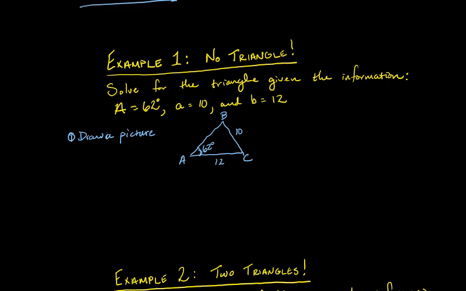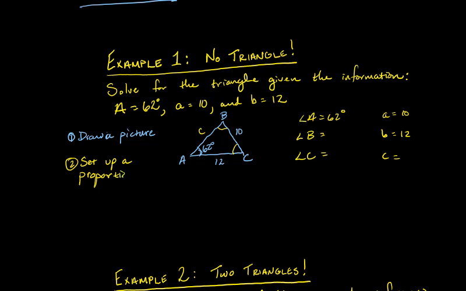In solving for a triangle, we're trying to find the missing angles, and we're trying to find the missing side, side C. We know angle A is 62 degrees. I'm trying to find angle B, I need angle C, and I'm trying to find side C. I know side A is 10, side B is 12, and side C I'm looking for. So we're going to set up a proportion. And hopefully you have a calculator, and make sure it's in degrees, but here we go.